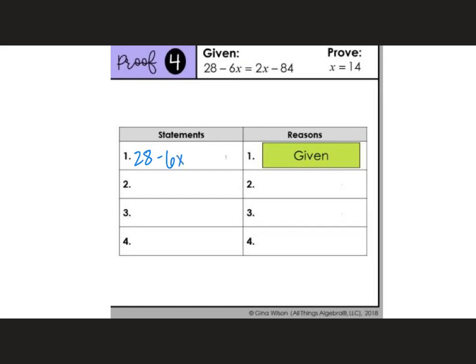28 minus 6x equals 2x minus 84. That's what we're starting with. And we know we want to end with or prove that x equals 14. If we don't get there, we did something wrong. So the very first thing that we want to do is get all of our x's on one side. And I like to move the smaller one.